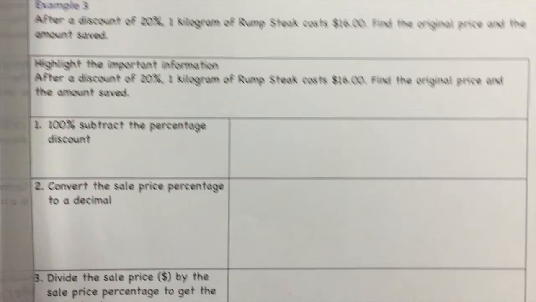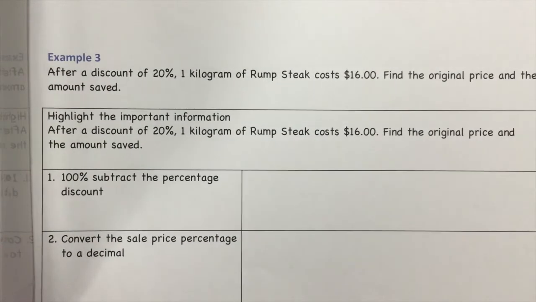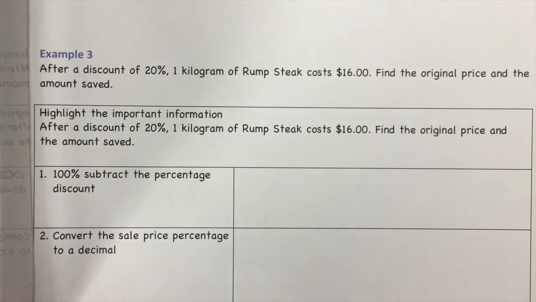Our last example for this one is slightly different. It's telling you that after a discount of 20%, 1 kilogram of rump steak costs $16. Find the original price and the amount saved. So what they're asking you is, I've just gone down and bought a kilo of rump steak. The butcher has given me a 20% discount and I've paid $16. So what the question is asking you is, how much would that steak have cost without the discount, and how much money did I save because of the discount?